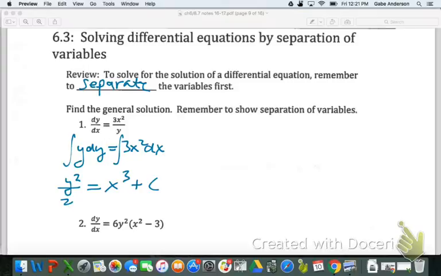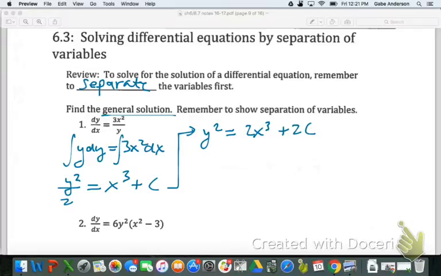Okay, so if we're trying to find a general solution, we have to acknowledge that we're not going to be able to find the C because we don't have enough information to find the C, but we can at least solve for y, right? So what would you guys do first if you were going to solve for y? Yeah, multiply by 2, so y squared is equal to 2x cubed plus 2C.